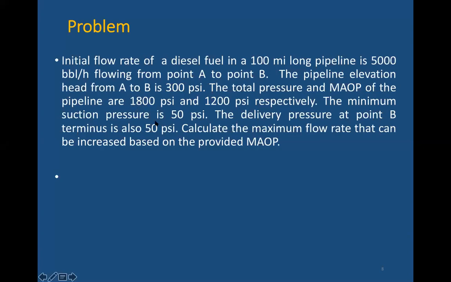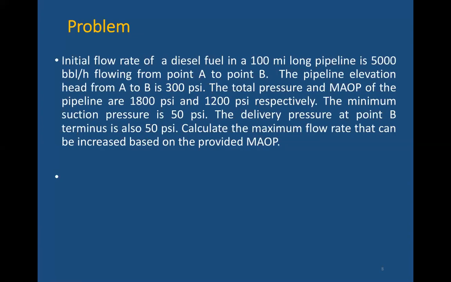1,800 is the total pressure plus 50 psi by 2. So you will get 50 psi. Why? Because 50 psi is the discharge pressure. Okay, suction discharge pressure. So you get 925 psi.